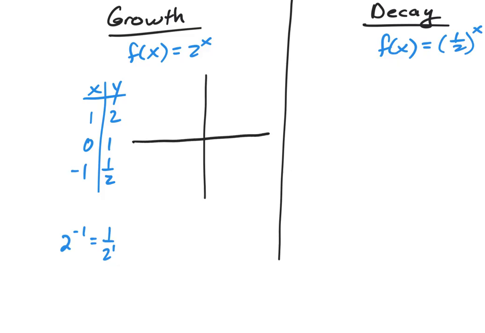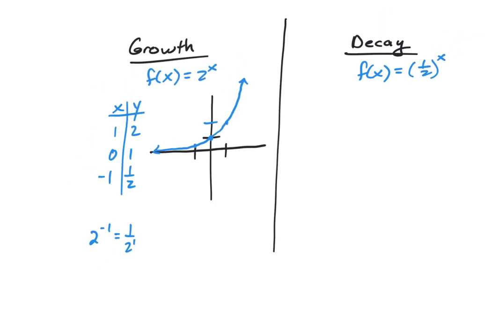So if I graph this, 0, 1 is going to be right there. 1, 2, and then negative 1, 1/2. Okay, and we could put this into our calculator and see what the graph is going to look like. But there's a couple of things here I want to point out.